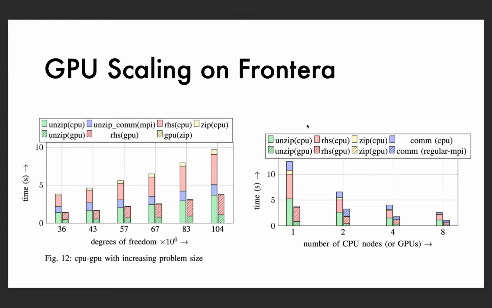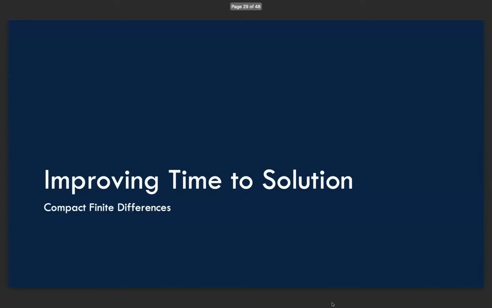This is some scaling tests of our GPU code. The figure on the left shows the scaling for the CPU code for this particular case, and then the GPU code. So the GPU code is, I don't remember exactly, 40% or 60% faster or something. And this was the strong scaling on the GPUs.